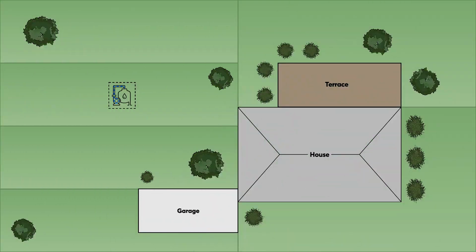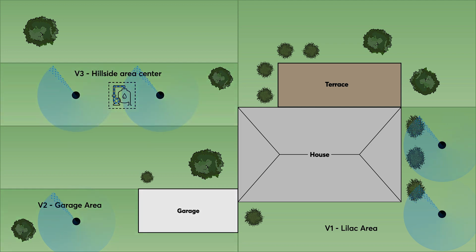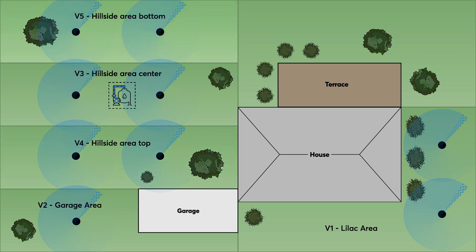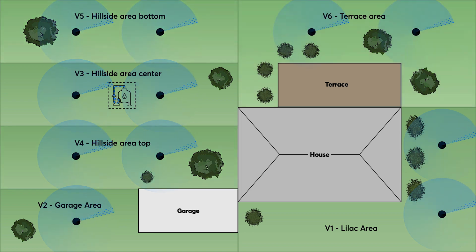In this example, we're working with a total of 6 irrigation zones. Each of these zones is controlled by its own valve. As you can see here, we have Zone 1, which is the lilac area. Then we have Zone 2, the garage area. We have the hillside area in the center, the hillside area on the top, as well as the hillside area on the bottom. And last but not least, the terrace area.